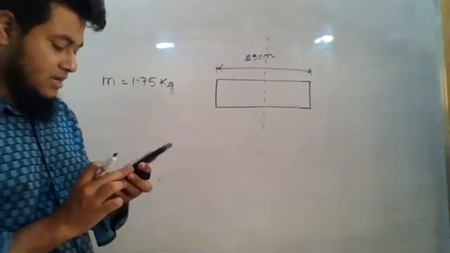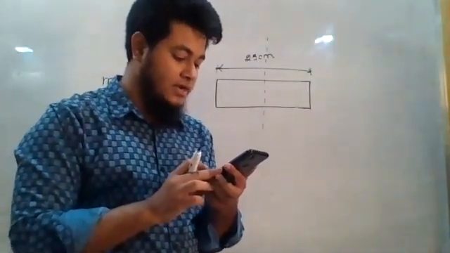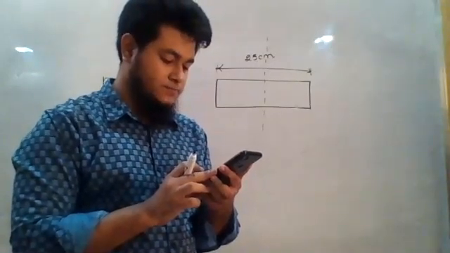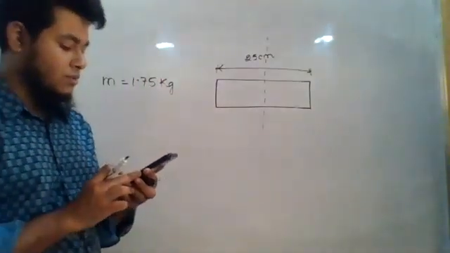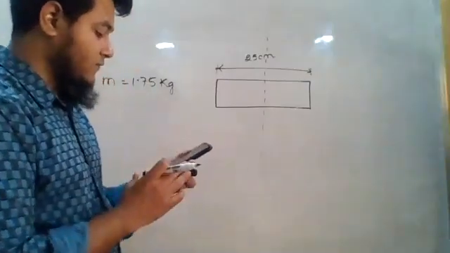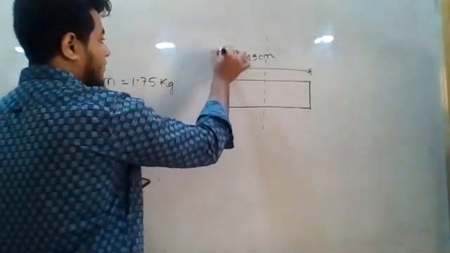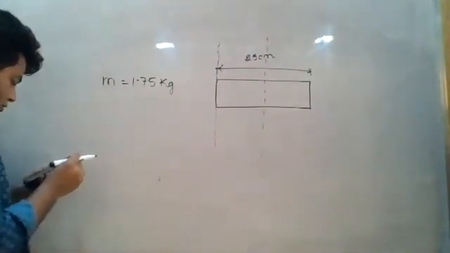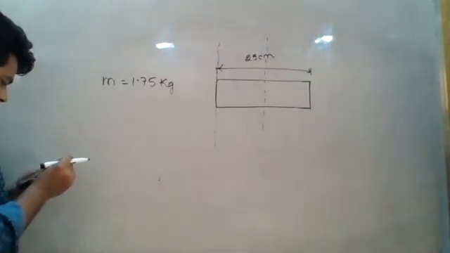Now in D, they are asking if the axis of rotation is at a distance 2/3 from one end of the rod, then determine its moment of inertia and radius of gyration. From one end of the rod, 2/3 distance. So if I consider this is one end of the rod, then 2/3 of this distance, what will it be?